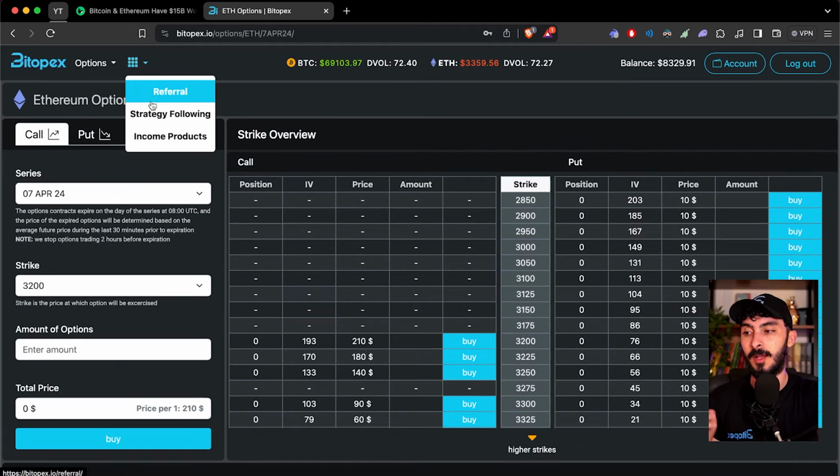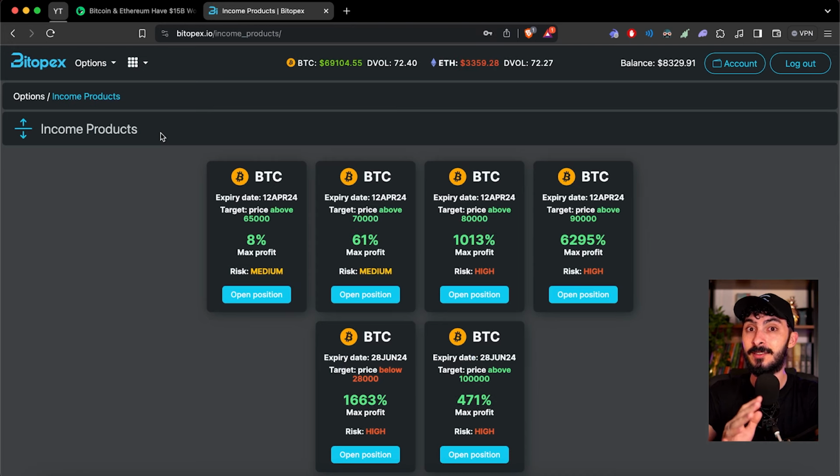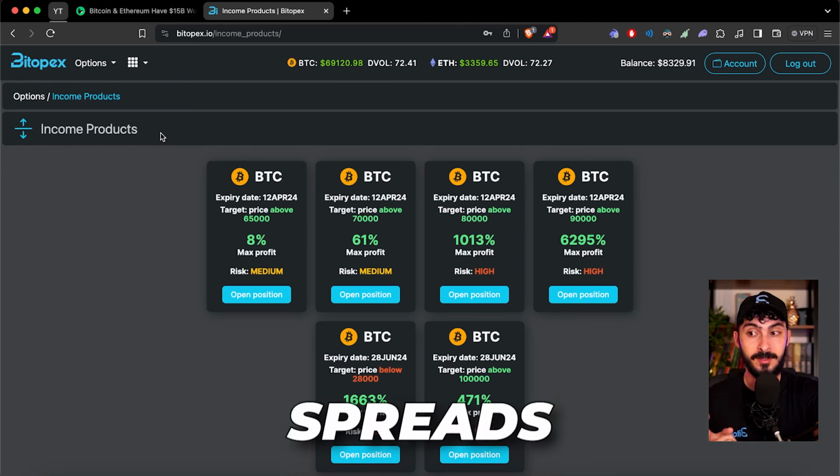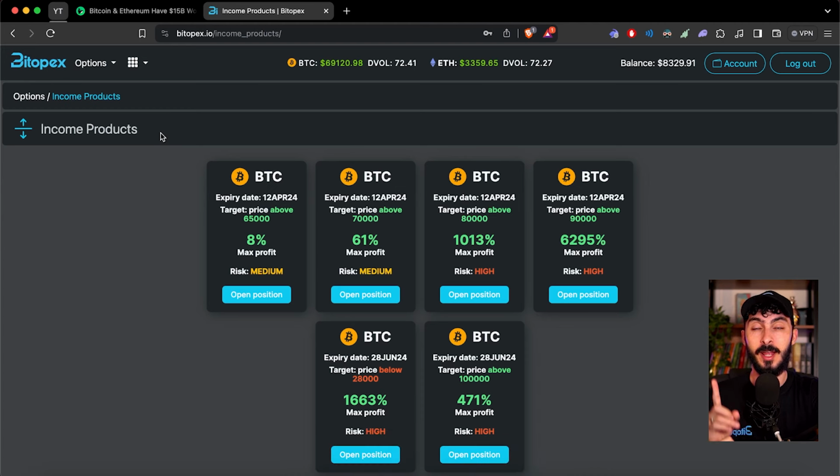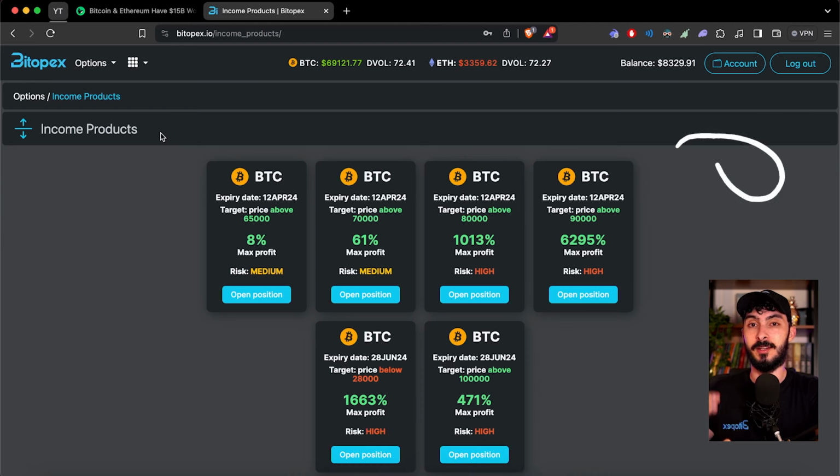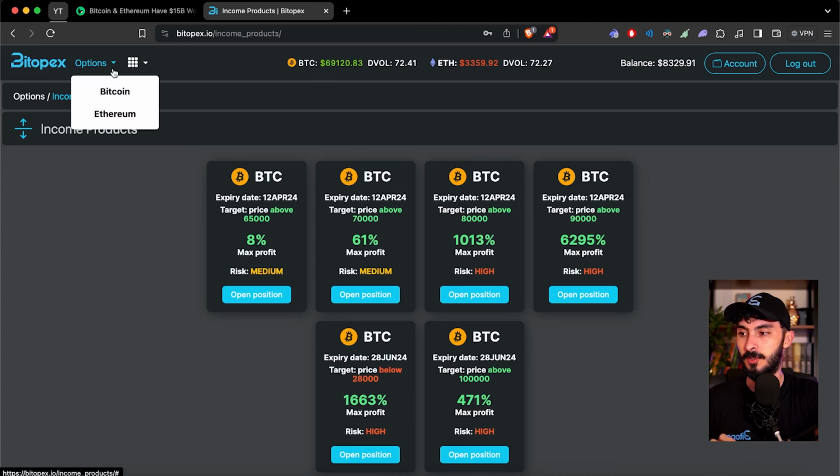But you have another tab, which is the income products tab. Here you have advanced strategies that we simplified just for you. They're pretty much like selling calls or selling puts, but they are advanced strategies. They are what is called spreads. We talked about spreads before. Again, the video will be right here in the top right corner. So check it out after you finish this video if you want to know more about spreads. But we are talking about simple options. So let's go back to them.